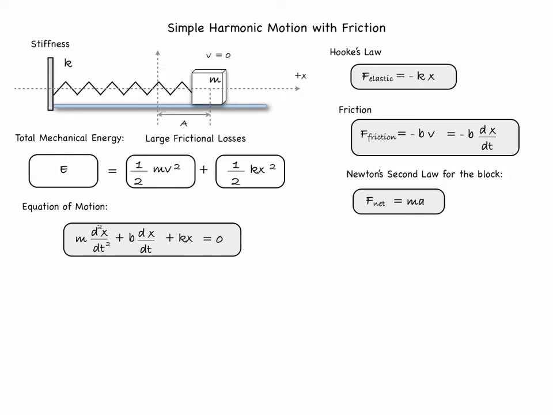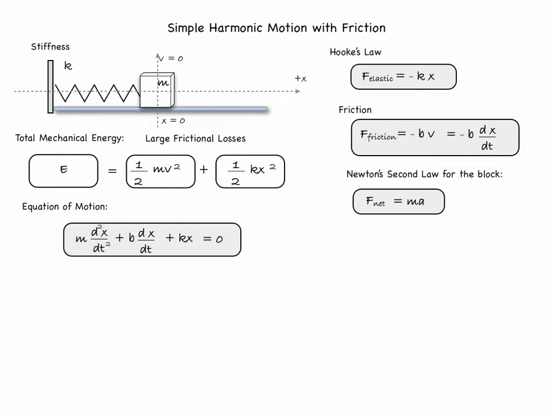If the frictional losses are sufficiently large, the block actually does not oscillate at all. As it begins to move, it will slide back until it reaches equilibrium and it will stop. The energy in this case decreases much more rapidly, and by the time the block has reached equilibrium for the first time, the mechanical energy has been dissipated completely.